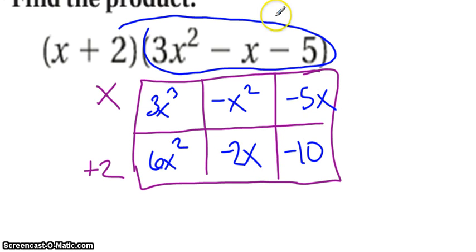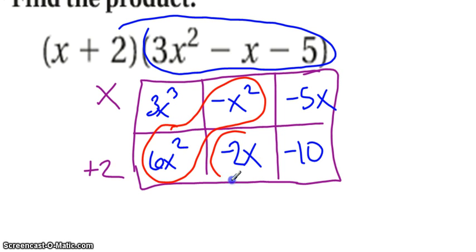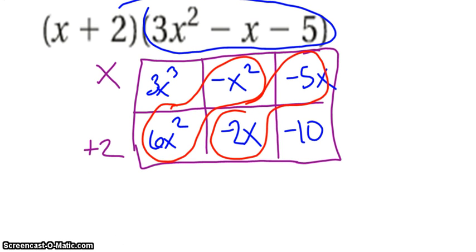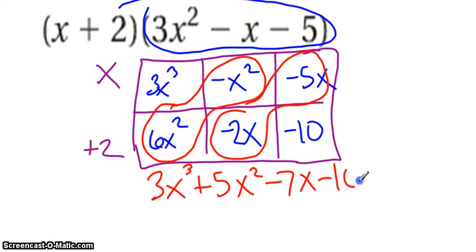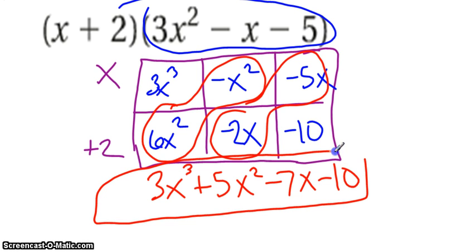And again, if you look diagonally, most likely they will be like terms. So I get 3x cubed plus 5x squared minus 7x minus 10. Okay?